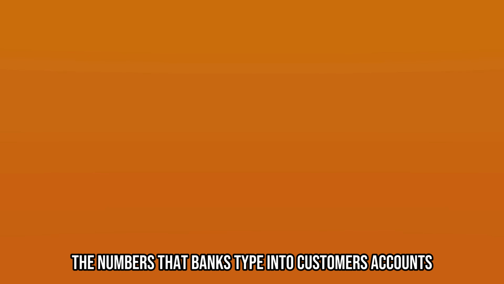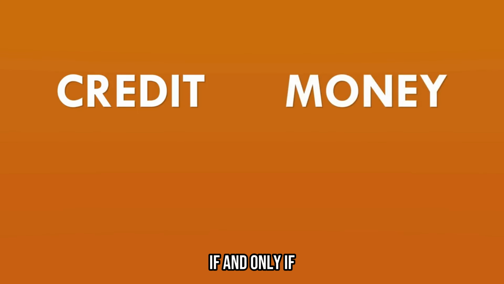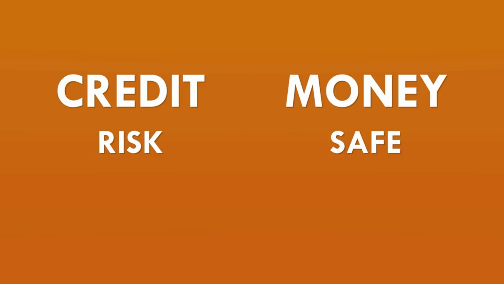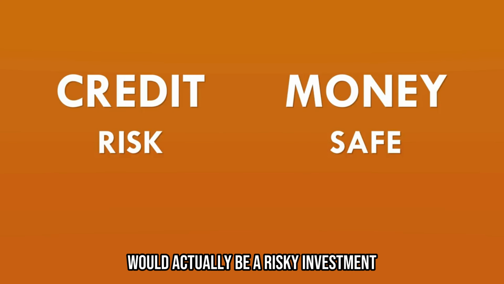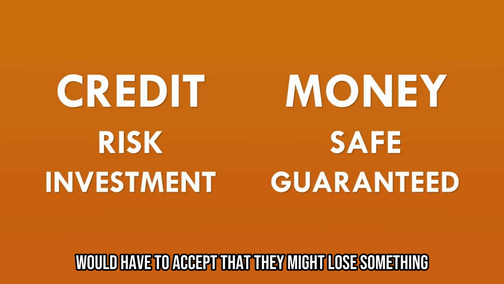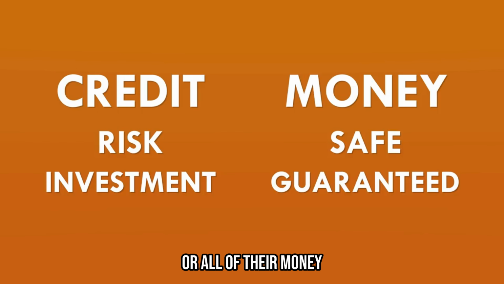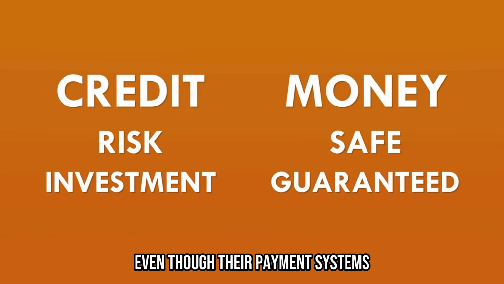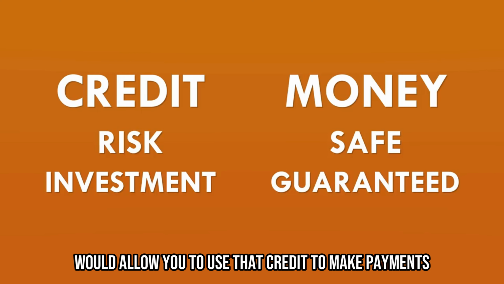Here's the bottom line. The numbers that banks type into customers' accounts would be credit and not money if, and only if, there was a credible risk that you might not get all that money back. If that was the case, then bank deposits, the numbers in your account, would actually be a risky investment, and anyone putting their money into the bank would have to accept that they might lose something or all of their money. If this was the case, then banks would just be extending credit, even though their payment systems would allow you to use that credit to make payments.